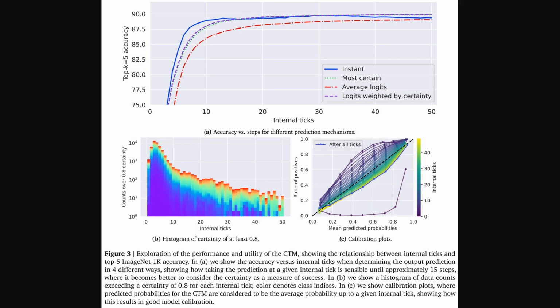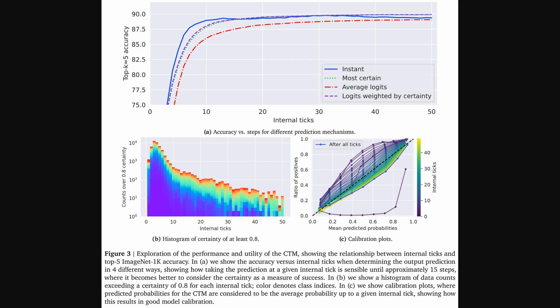Okay, building on that idea of using certainty and specific internal thought steps for the loss, Figure 3 now gives us a visual exploration of the continuous thought machine's performance and how this certainty behaves. So panel A here shows TOP5 accuracy on the ImageNet-1K dataset plotted against the number of internal ticks. We can see different lines for how the prediction is made, like taking the prediction from the instant tick, or the one where the model was most certain, or by averaging. Generally, accuracy climbs pretty quickly in the first 10 to 15 ticks, and then plateaus.